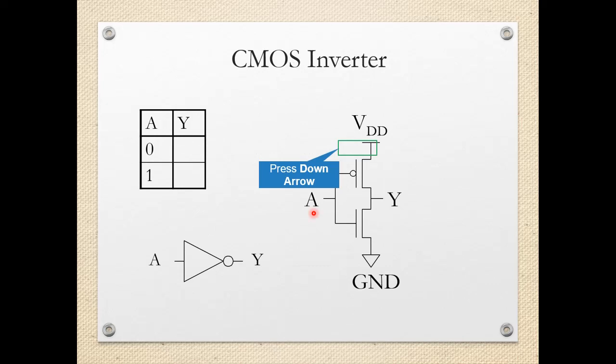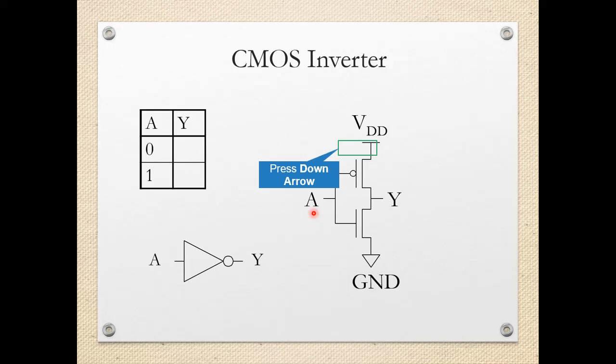Now we'll see the operation of a CMOS inverter. In the CMOS inverter, we have one PMOSFET and one NMOSFET. The drain terminal of the PMOSFET is connected to VDD. The source terminal of the PMOSFET and the drain terminal of the NMOSFET are shorted, and from that the output Y is taken. The source terminal of the NMOSFET is grounded. The gate terminals of both are shorted and the input A is applied. This is the symbol for the CMOS inverter, and we'll see how it operates.